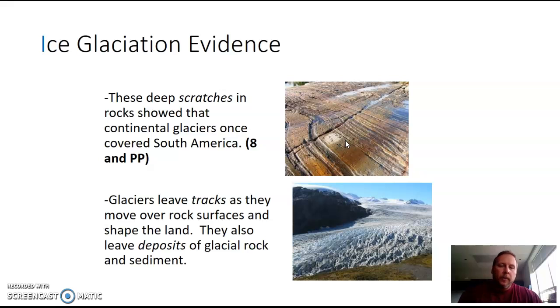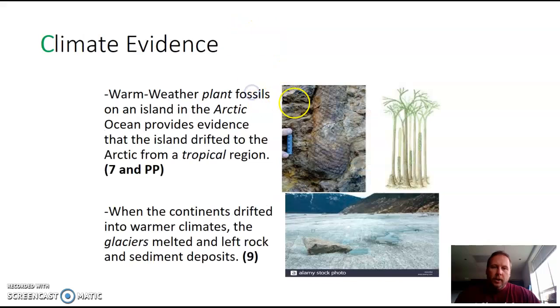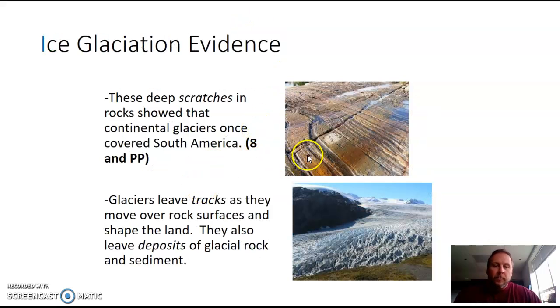America. Now, the strangeness to this story is the fact that glaciers develop in cold places, but South America is warm. So if you're seeing these scratches in the rocks in South America, that's showing that there was a glaciation period. At one point, it was cold in South America.